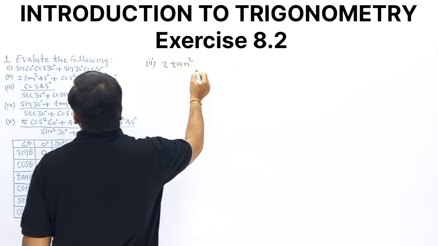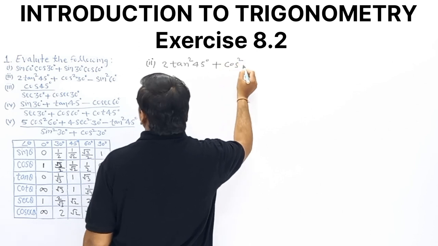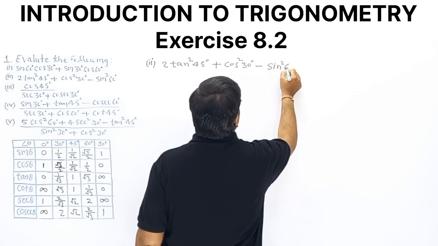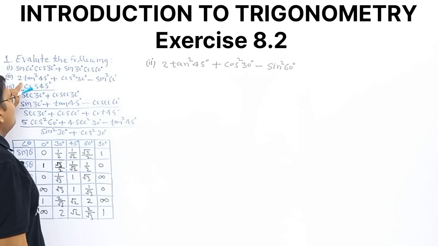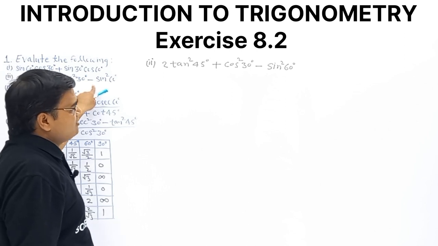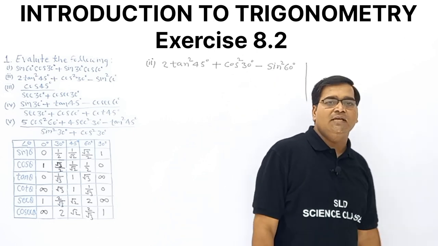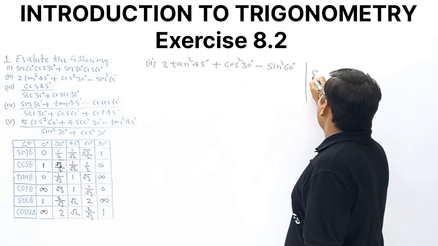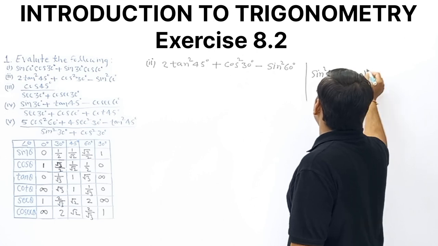Tangent square 45 degree plus cos square 30 degree minus sin square 60 degree. Observe the question carefully, otherwise no meaning. 2 tangent square 45 degree plus cos square 30 degree minus sin square 60. One thing is there. We studied already in the previous class, what? Sin square theta will be what? Sin theta whole square. Yes or no?